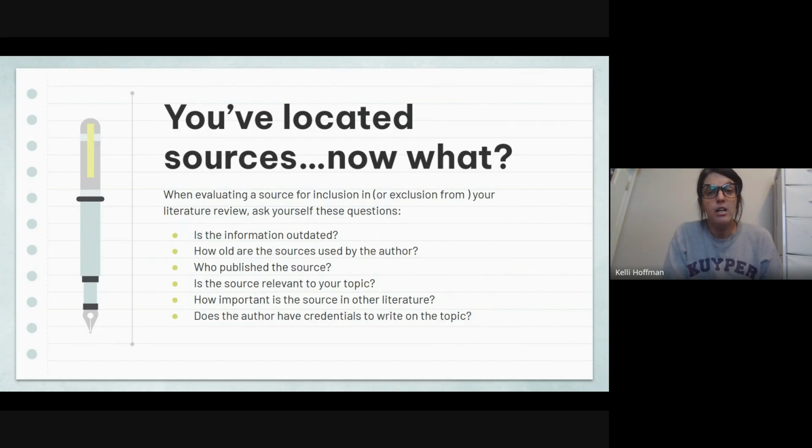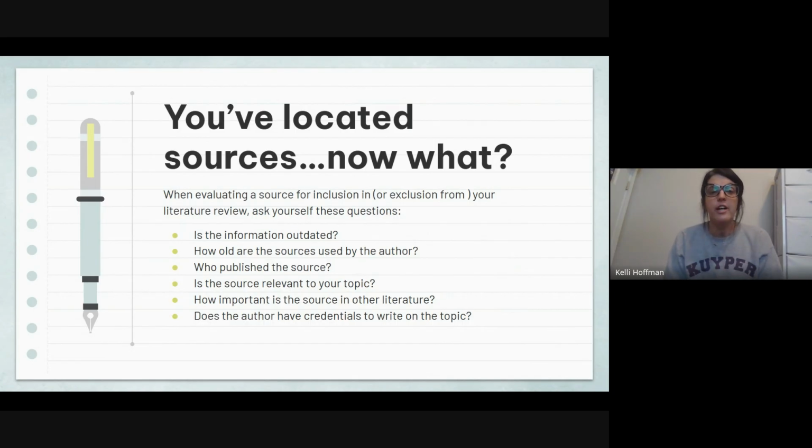Is it important, and how important is the source in other literature? This is a really good thing we can use on Google Scholar. If you have an article that you have located, it will show you how many other sources have cited that article in their own works. So if it's something that's been utilized a lot in other research, that means it's a good, legit source and something that's really good to use. So that's a good little tool to see. It also can help if you click on them. I think if you click on it, it can take you to other sources that cite it. So you might be able to find more literature related to your topic.